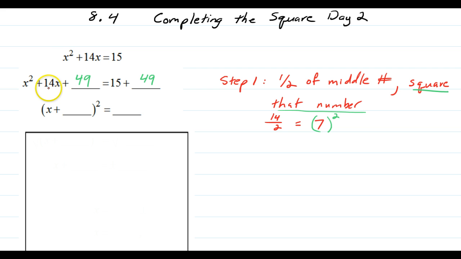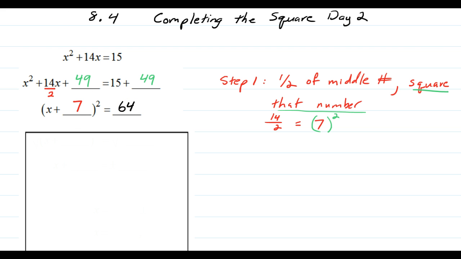So now we took half of this 14. Half of 14 was 7. This is what we were doing the other day in class. We completed the square, we made the perfect square trinomial, and we wrote it as the binomial squared. Now 15 plus 49 is going to be 64. So all I did on the right side is simplify, and I did the math.